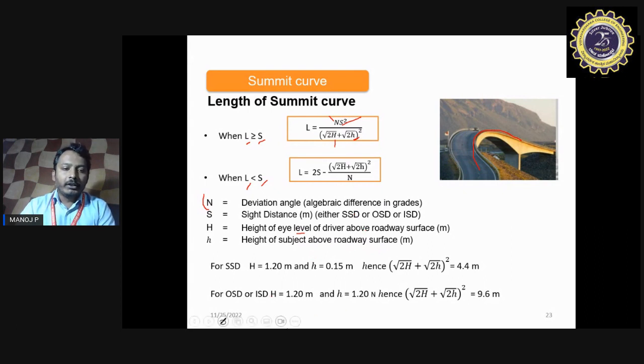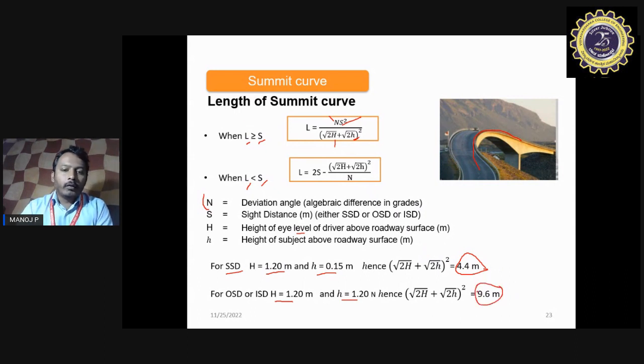Here, what should be the values of capital H and small h? It is similar to sight distance for SSD: capital H is equal to 1.2 meters and small h is equal to 0.15. Whereas for OSD and ISD, both capital H as well as small h are 1.2 meters. So this value, square root of 2H plus square root of 2 small h the whole square, is equal to 4.4 meters in case of SSD. In case of OSD, the same value is 9.6 meters.